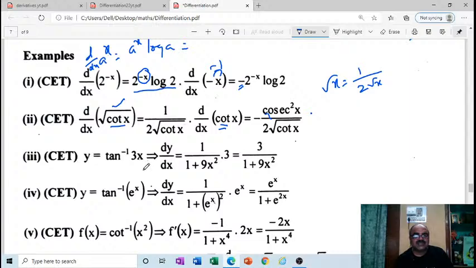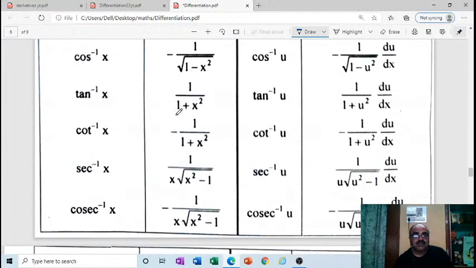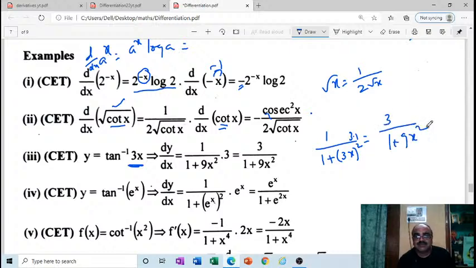Tan inverse 3x. dy by dx equals 1 by 1 plus, be careful, tan inverse x differentiation is 1 by 1 plus x square. Tan inverse 3x it is 1 by 1 plus 3x the whole square. That is the answer there. And for the 3x differentiation, chain rule, so you have 3 by 1 plus 9x square.